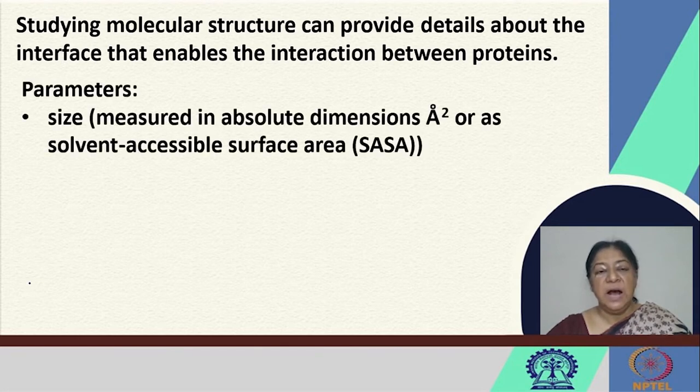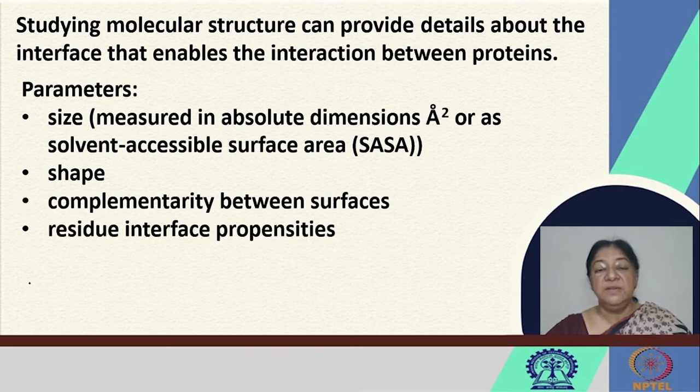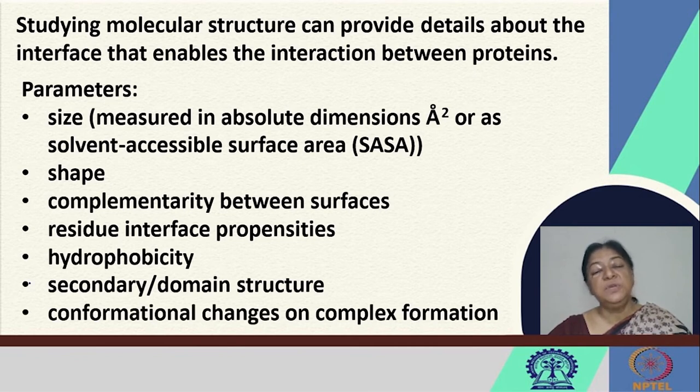The parameters here are the size. What is the solvent accessible surface area? We have looked at this previously, the topic of accessible surface area: how much of the protein molecule is accessible for interaction with another molecule. Then the shape of the molecule, and the complementarity between the surfaces. We need a geometric complementarity as well as a chemical complementarity, the residue interface propensities, the hydrophobicity, and the secondary and domain structure. That is also going to be important in understanding what triggers a protein-protein interaction to occur, and the conformational changes that might occur due to complex formation.